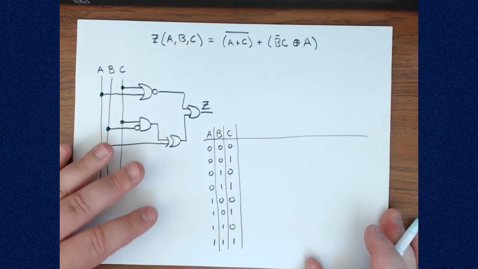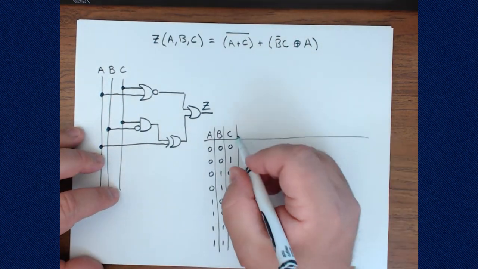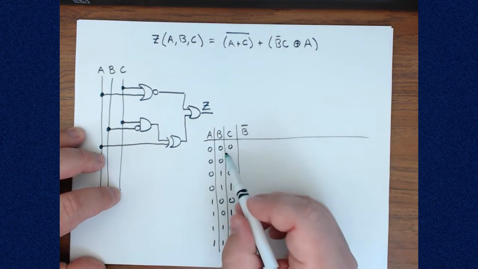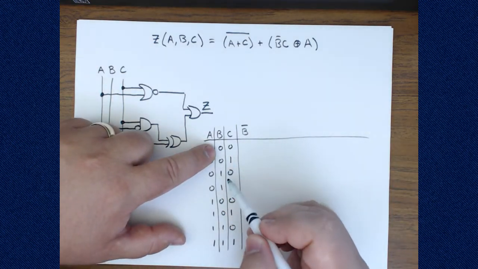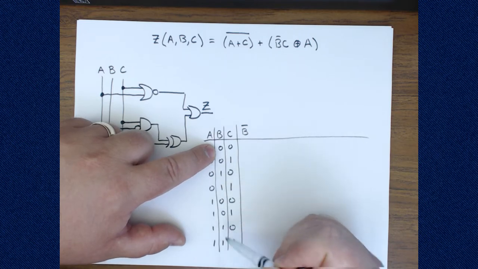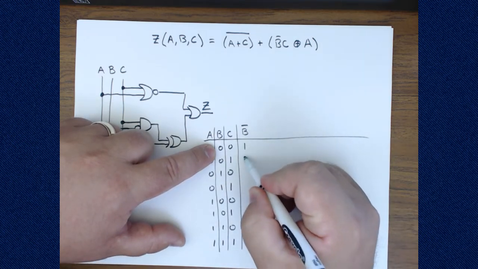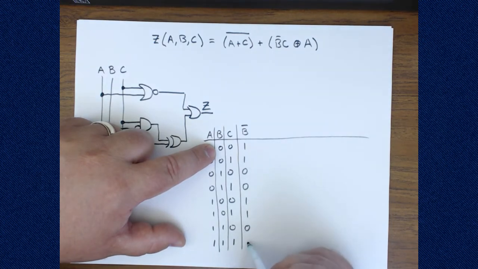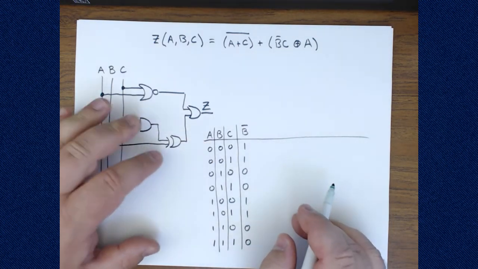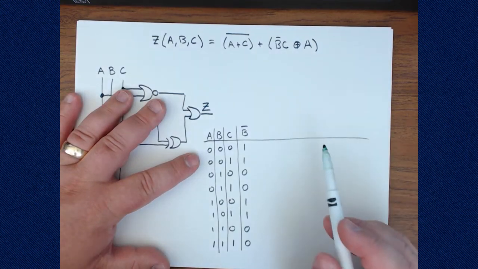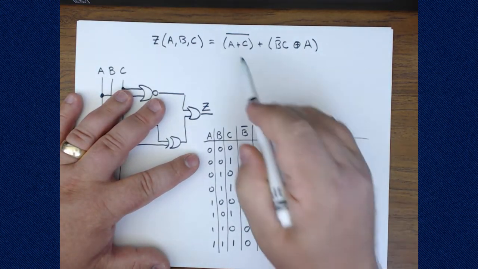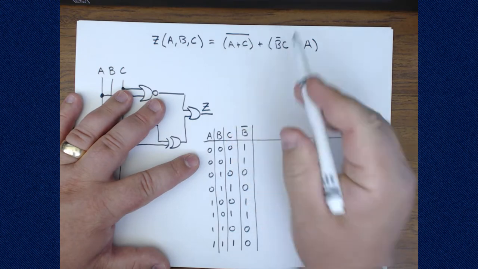Separate my columns. Now I'm going to use the inverse of B later, so I'll go ahead and calculate that right away. The inverse of B. B went 0, 0, 1, 1, 0, 0, 1, 1. So the opposite will be 1, 1, 0, 0, 1, 1, 0, 0. Okay. Now, we also are going to need A or C.